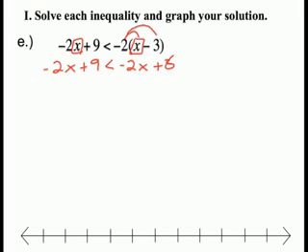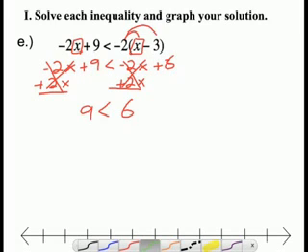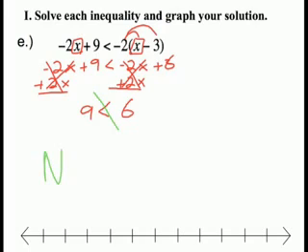So now we must move all the x terms to the left side. So to get rid of a negative 2x on the right side, we'll add 2x to both sides. And again, the x terms cancel each other out on both sides of the inequality. So we're left with 9 is less than 6. Well, 9 is not less than 6. That is not a true statement. So for this inequality, there is no solution.